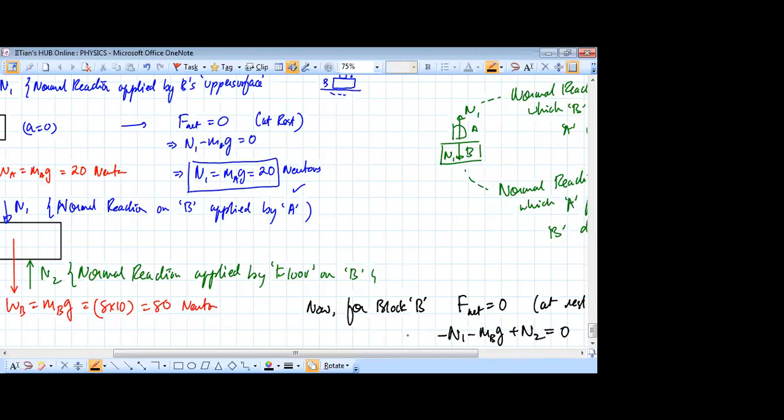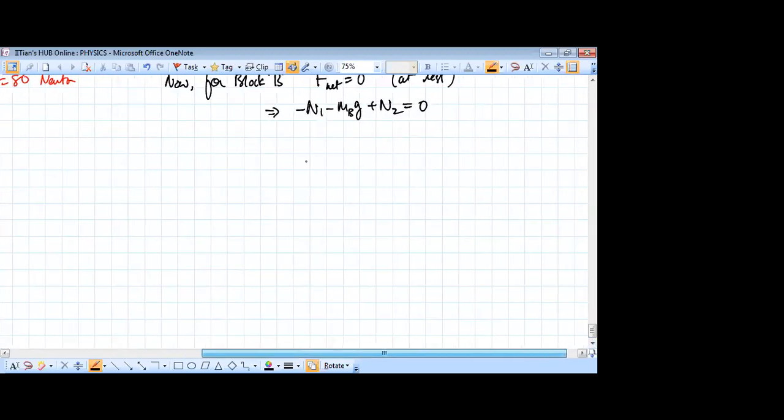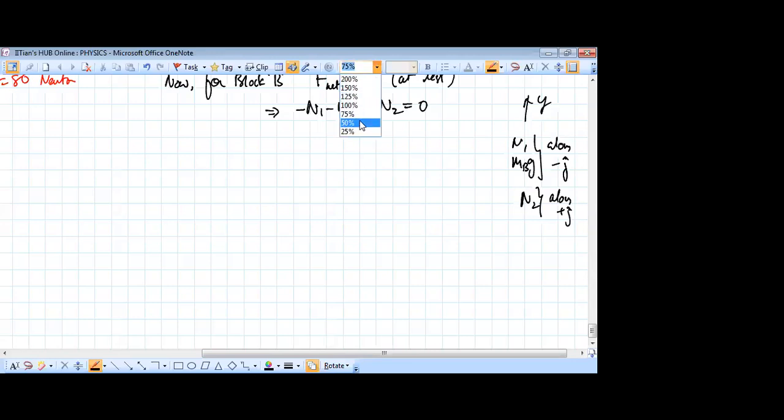Now, with proper sign convention, the net force is a vector sum. So we don't need to use unit vector notation because all forces are along the y-axis. But what is happening here? If your y-axis is like this, then N1 and Mg are acting along minus j cap, so they are coming with a minus sign, whereas N2 is acting along positive j cap. You understand? So that's how this equation is coming. So this equation is in context of the diagram.